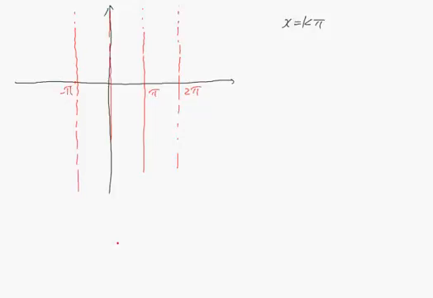And in the fundamental cycle, we have the 3 key points. So this is half pi, 0, and here this is pi over 4, 1, and this is 3 pi over 4, negative 1. Then we can draw the graph of this cotangent function.